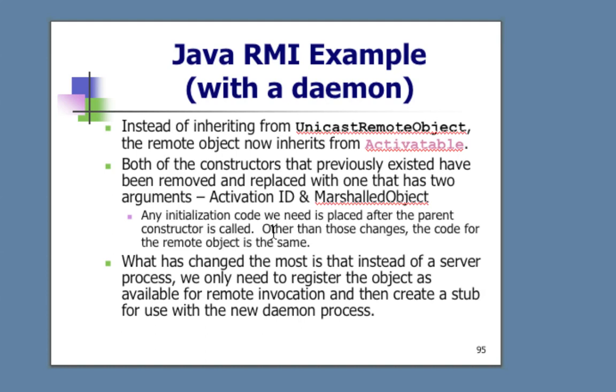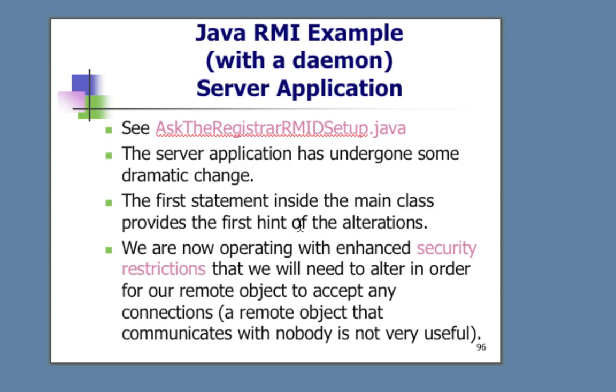So instead of the server process, we only need to register the object as available for remote invocation, and then we can create a stub for using it with the new daemon. So let's see. What we're looking at is AskTheRegisterRMIDSetup.java. The server application has undergone some changes. And in fact, when I try this out, I'm going to close all those windows and start fresh, so I can hopefully get something predictable in terms of troubleshooting.